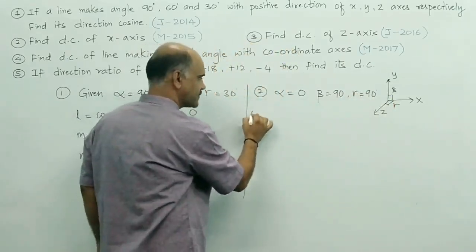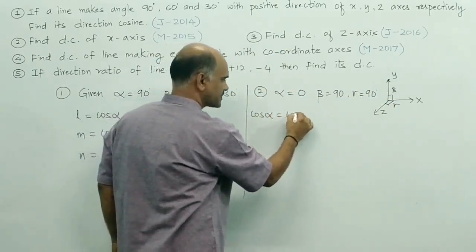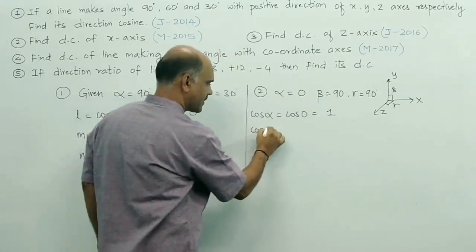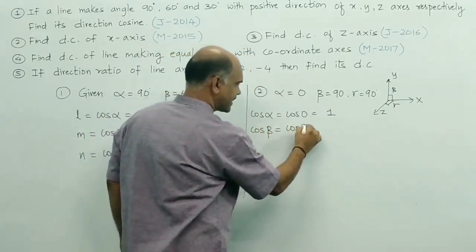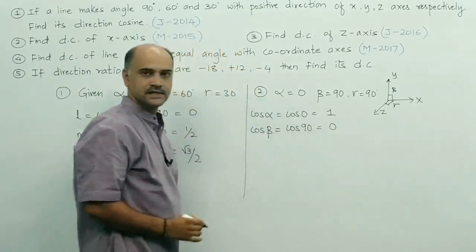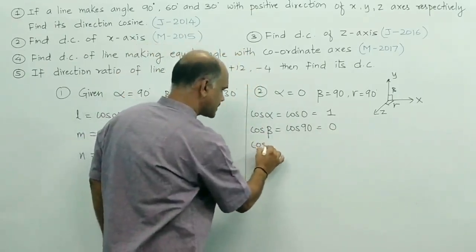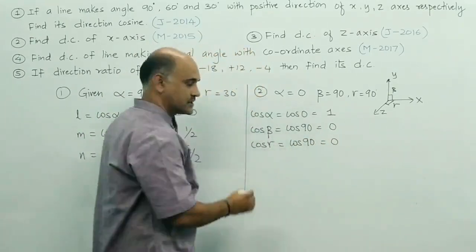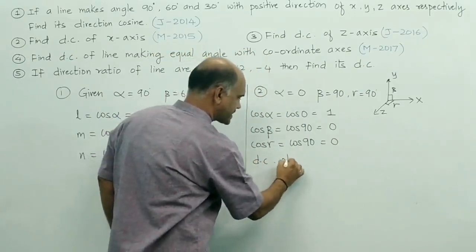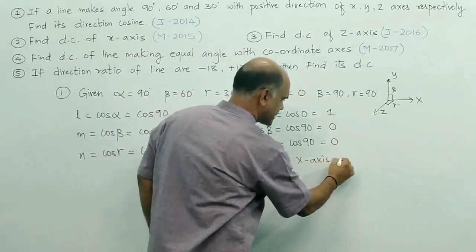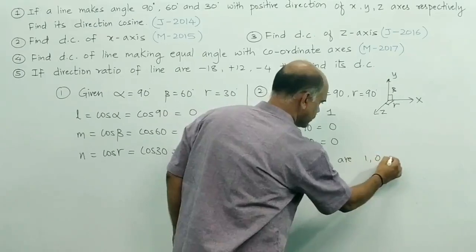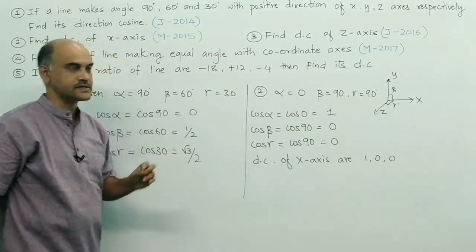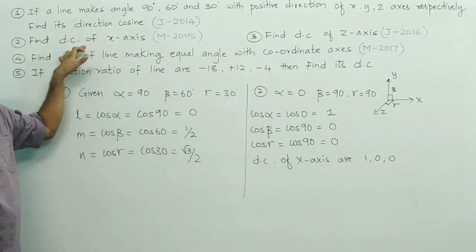So direction cosines will be cos alpha is equal to cos 0, cos 0 is 1. Cos beta is equal to cos 90, cos 90 is 0. Cos gamma is again cos 90, 0. So direction cosines of x-axis are 1, 0, 0. So this is again for 1 mark.